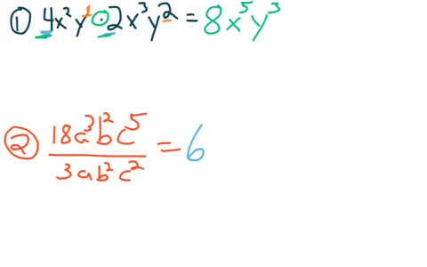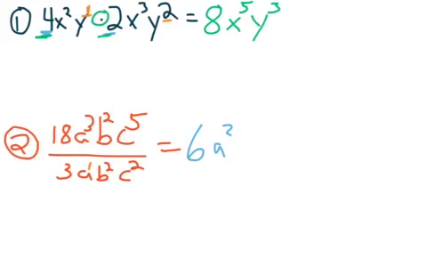Now again, all I do is I focus in on each variable one at a time. So focus in on your a's, then do your b's, then do your c's. So in this case, I'm going to do a to the 3rd and a to the 1st. Because I am dividing, that means I really subtract my exponents, and that becomes a squared.